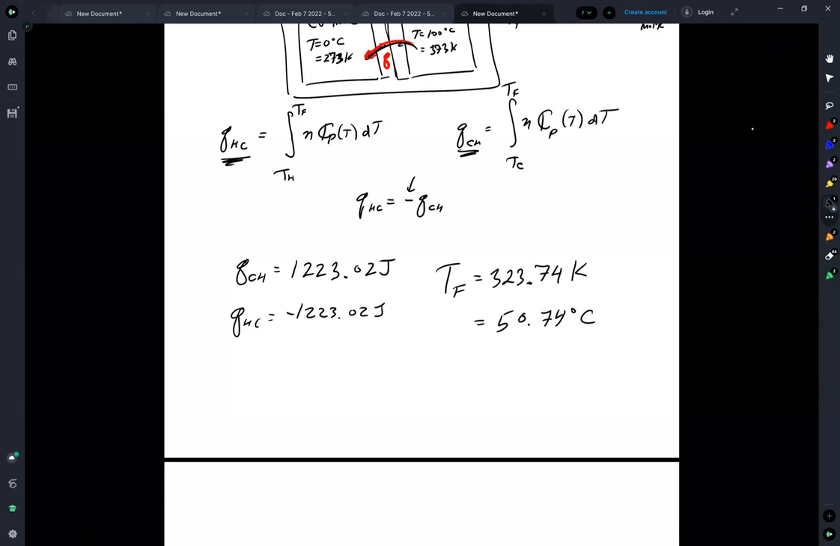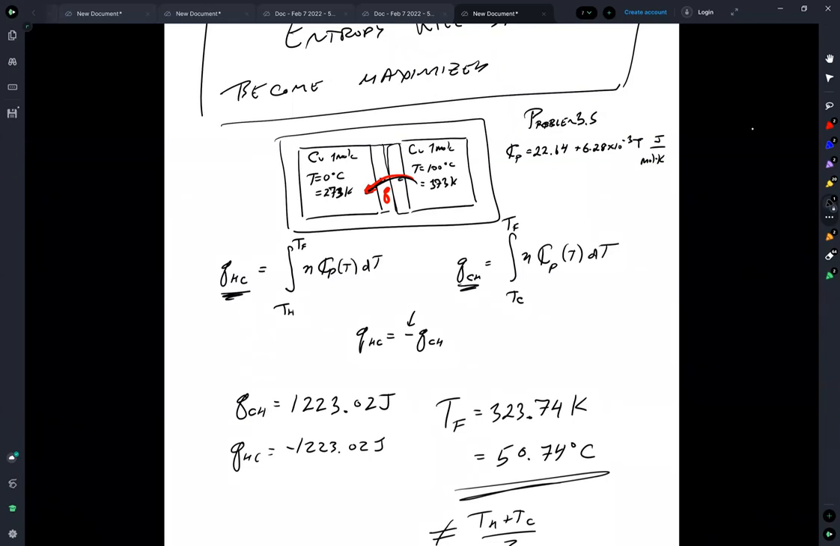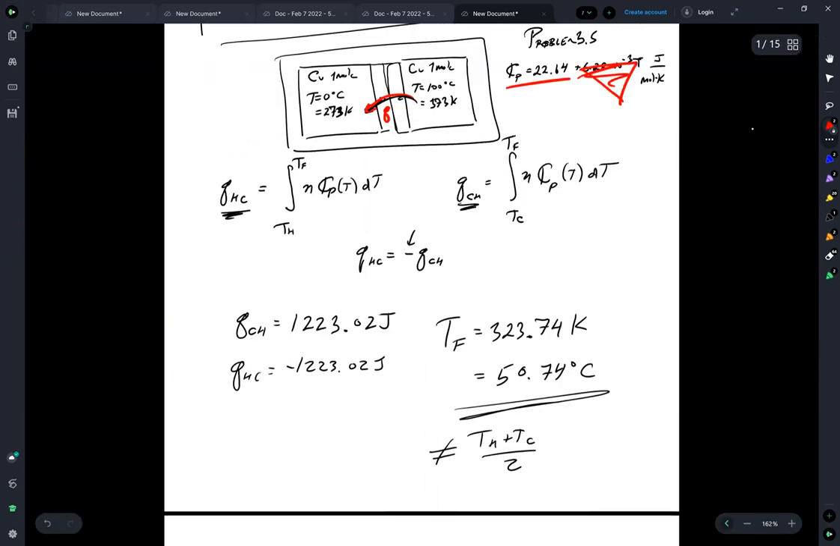So something that the problem in the book wanted to point out was that this is not equal to T hot plus T cold over 2. I'm not going to show it here, but it's relatively simple to show that if you get rid of that temperature dependence and you just have a constant heat capacity, when you perform this integral, you just get Cp or 22.68 dT, which means that you actually do get an average.